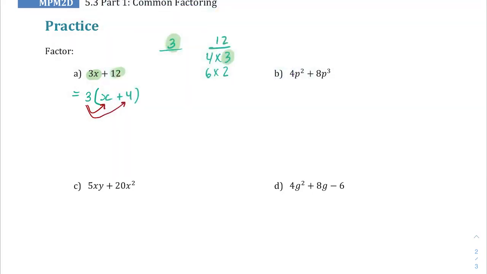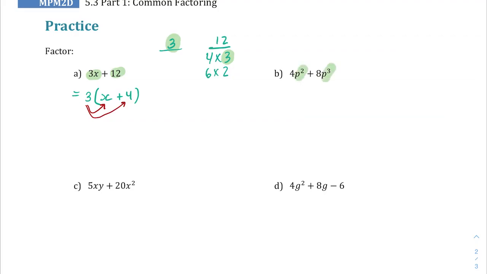If you don't like to think of multiplication, you could think of it in terms of division, right? So if you factor out a 3, what's 3x divided by 3? x. Or what's 12 divided by 3? 4. So we still get the same final answer. All right? So that's it. That's fully factored. So now let's do B.